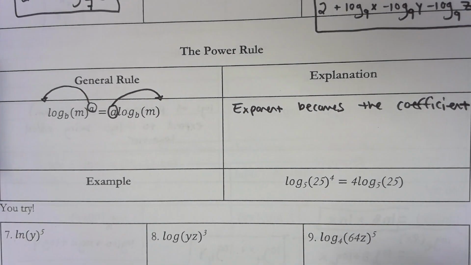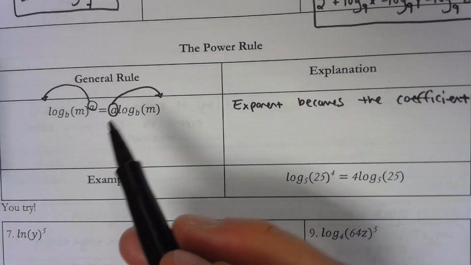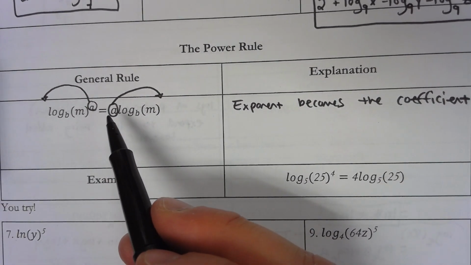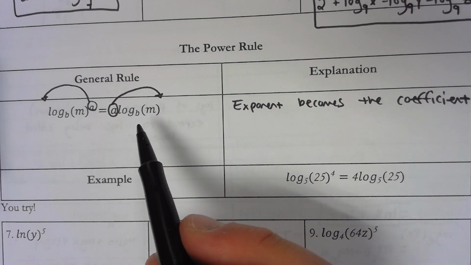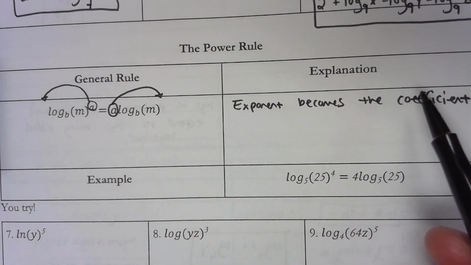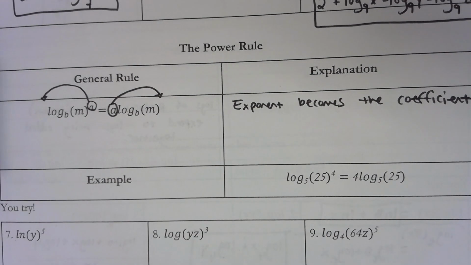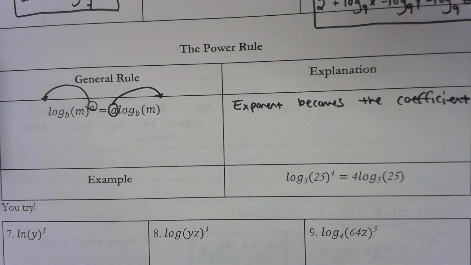And that kind of leads into that multiplication, right? The way we would read this is A times log base B of M. So there's multiplication there with that coefficient showing up in front of that log. And again, it works both ways. If I have a coefficient, that can move to become my exponent.